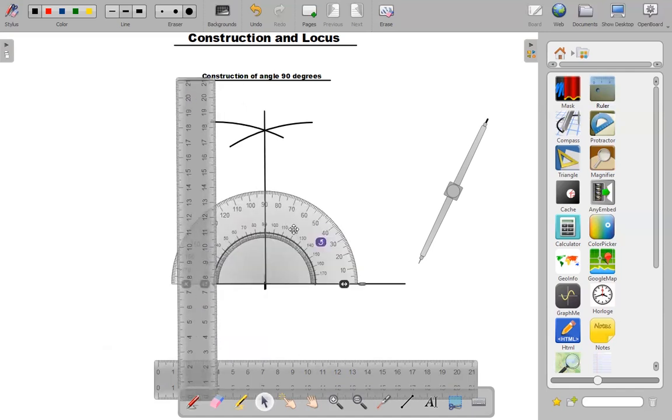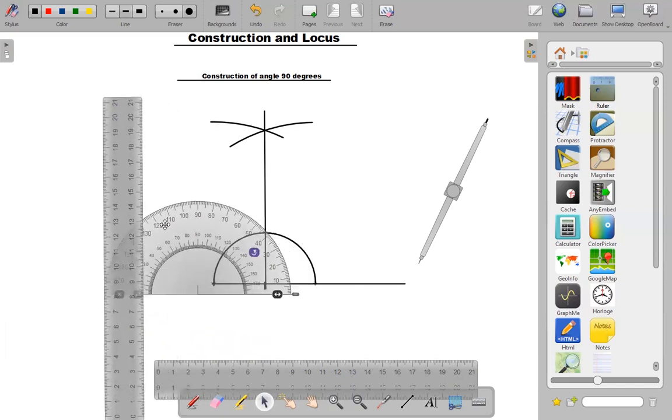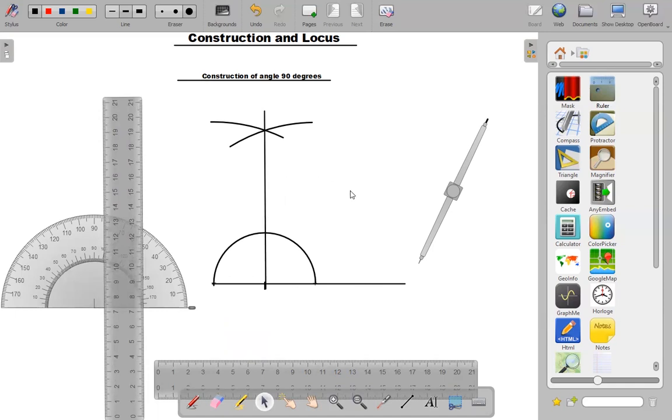And say that is 90 degrees. So that is how to construct 90 degrees. This is very important. We're going to use it in construction of other types of angles.